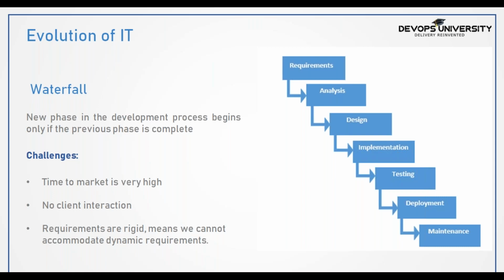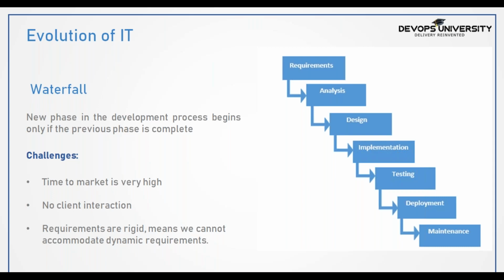So when I say evolution of IT, team, the first SDLC model that we used to create software is what we call the waterfall model. Now I hope everybody knows about this. The waterfall model is about the SDLC process. Again, when we talk about the SDLC process, it's the process from the requirement gathering till the delivery of the product and maintenance of the product, of course. Now it says that a new phase in the development process begins only if the previous phase is complete. Means it is a dependent process, team.